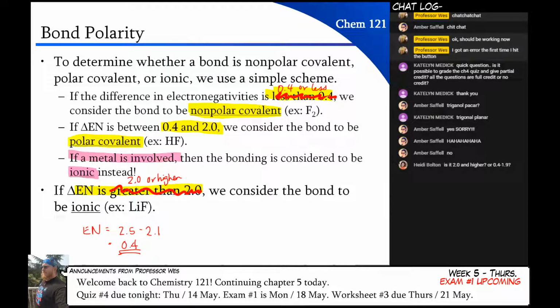The big exception is this one right here, 0.4. Because as you can see, CH lands on 0.4, and CH is actually nonpolar. CH is very common, and so that's why we want to make that differentiation. But the other extreme is far less common.